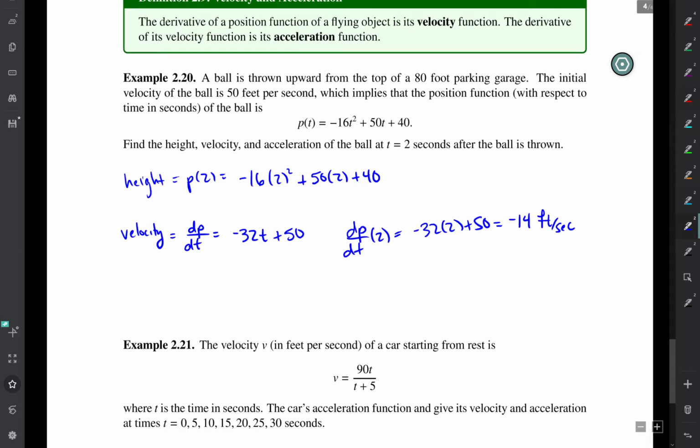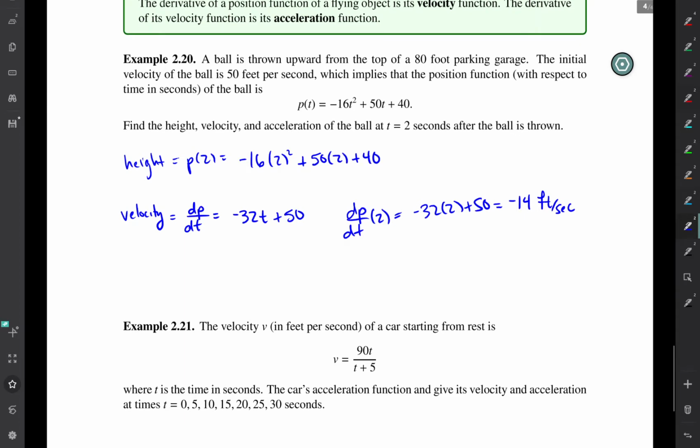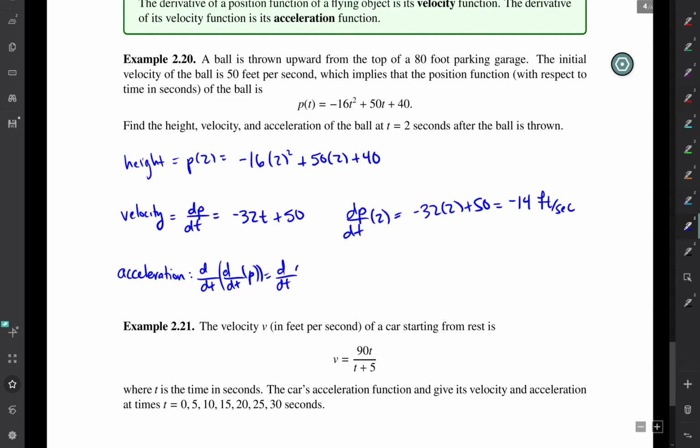Okay, so after 2 seconds, that's saying that the ball is actually falling at a rate of 14 feet per second. And finally, the acceleration is going to be the second derivative of the position. So that's d/dt of the position, or that's the derivative of your velocity. So it'd be like dv/dt. And so that's just going to be negative 32 feet per second squared.